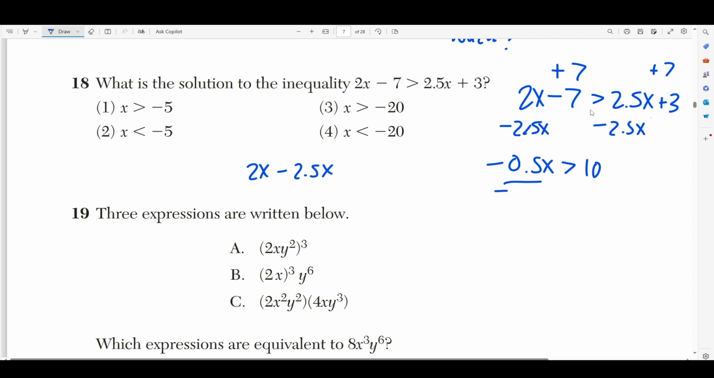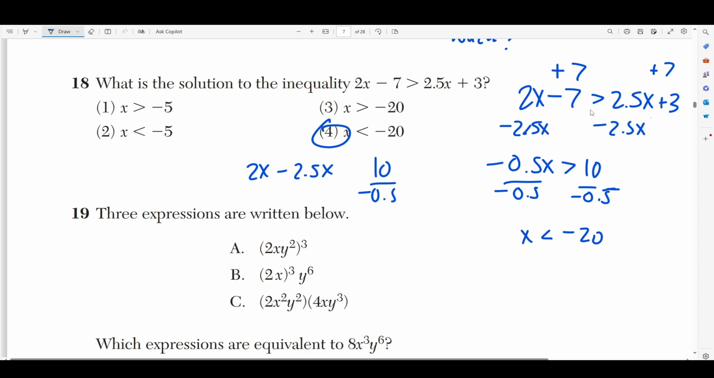And I'm going to divide by negative 0.5 on both sides. And because I'm dividing by a negative number, this inequality has to shift, right? It has to flip directions. So now x has to be less than 10 divided by negative 0.5, which is negative 20. So it has to be choice number 4.